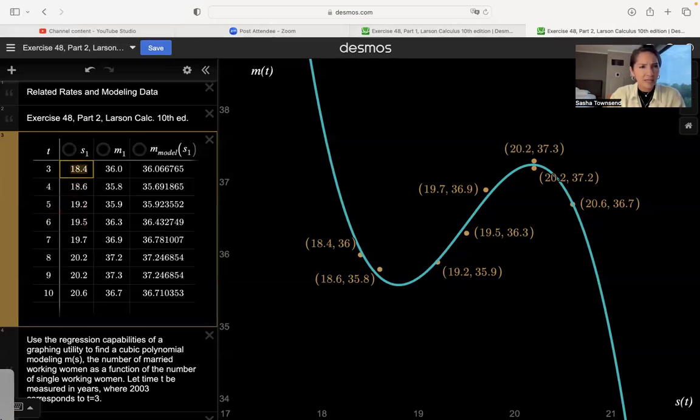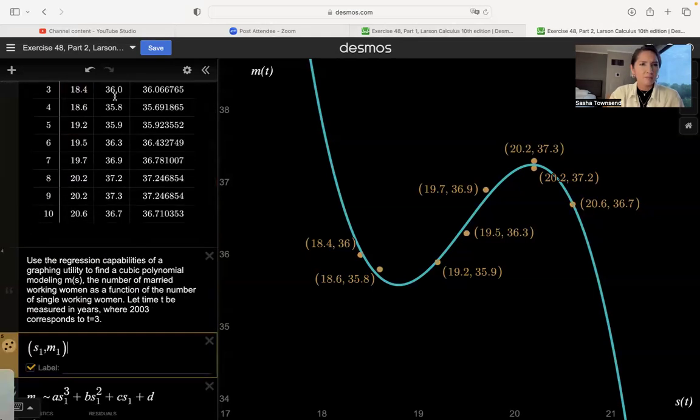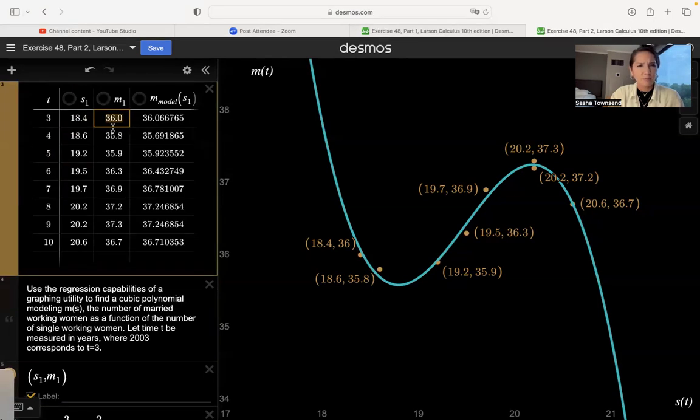So it's actually a larger increase in the number of women than you might initially think. But as we go from year to year, our S values increase. So the number of single women working every year increases, with the exception of 2008 to 2009, that stayed the same, according to the data in our table. At the same time, the number of married women was fluctuating a little bit, went from 36 down to 35.8, and 35.8 up to 35.9, and then it increased to 36.3, increased to 36.9, increased to 37.2, increased to 37.3, and then decreased to 36.7. And so we get this cubic function.